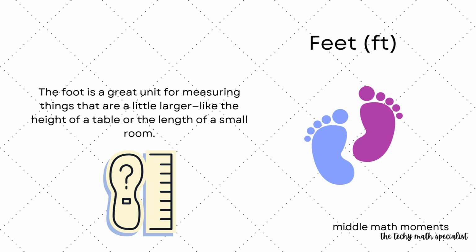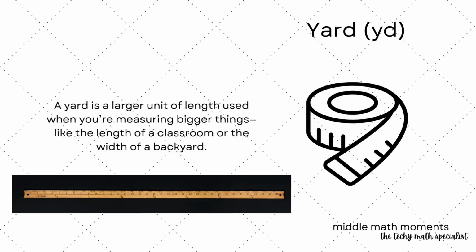A ruler is 1 foot long or 12 inches. And an average adult's footstep is about 1 foot. Feet are super handy when you're measuring medium-sized objects, and they're often used in everyday measurements like height or room dimensions. All right, now that we've covered inches and feet, let's move on to the next level, the yard.